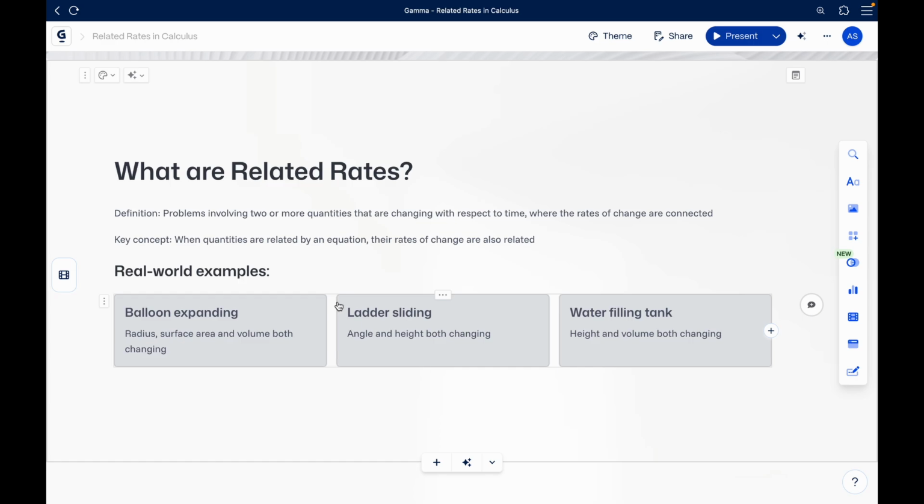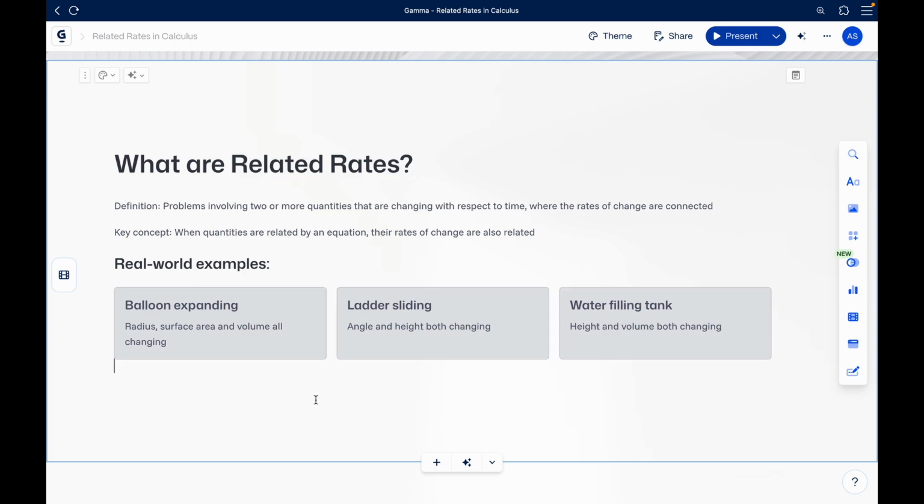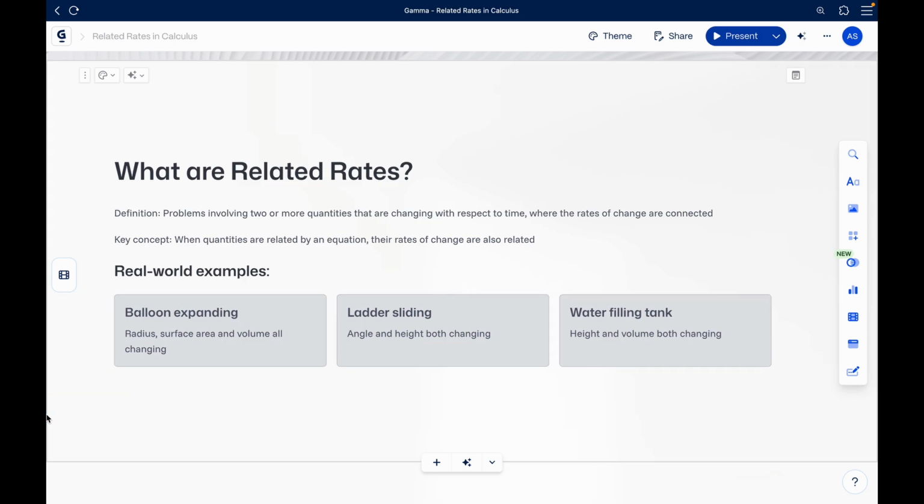So, a few real-world examples: a balloon expanding, where radius, surface area, and volume are all changing; a ladder sliding, where angle and height are both changing; and a tank where you're filling water in it, where height and volume are both changing.